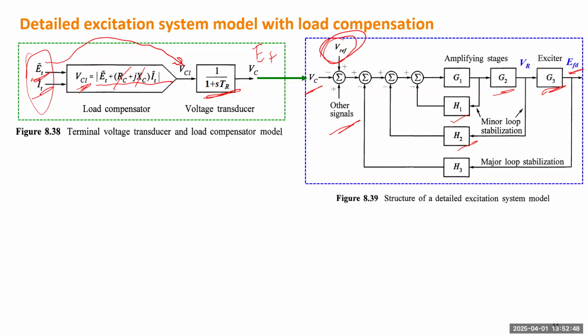So if I make RC and XC positive real numbers, any number as long as they are not 0, the VC will be different from the terminal voltage. That voltage will be higher or lower than the terminal voltage.